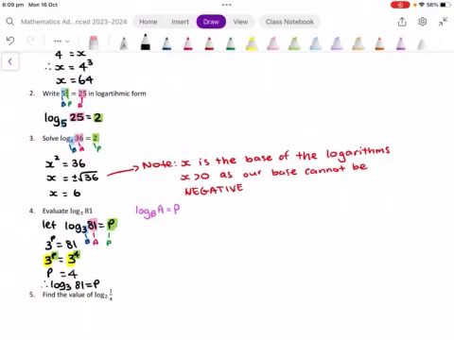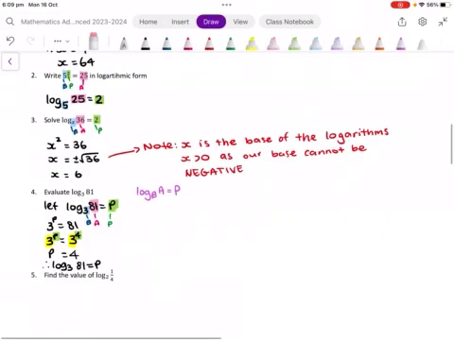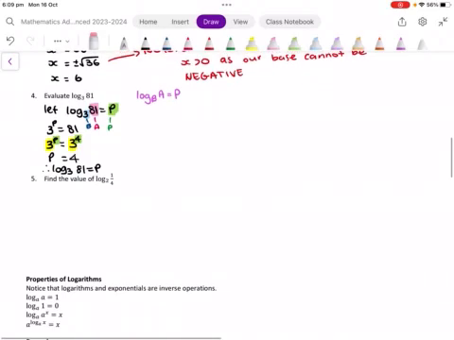Now there is another way that we can do this. Our other method to do this is we have log base 3 of 81. Actually, I'm not going to show you the other method just yet. We're going to do something else and then I'll come back to it. Okay, our last example here is to find the value of log base 2 of a quarter.